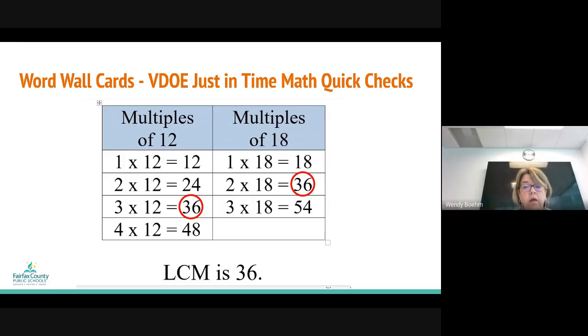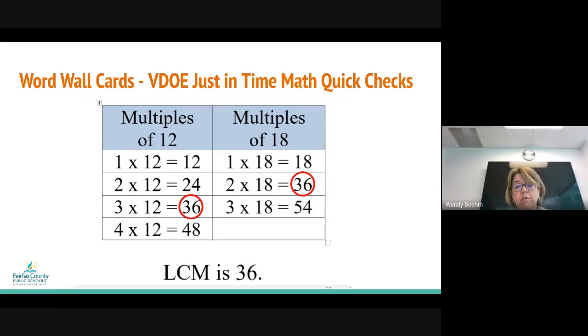This is an example of a word wall card that is available from the Virginia Department of Education just-in-time quick checks. This is an example of least common multiple. In order to solve the word problem, the students will need to know how to make a least common multiple or least common denominator. They will also need to know how to add and subtract fractions that are mixed numbers with unlike denominators.